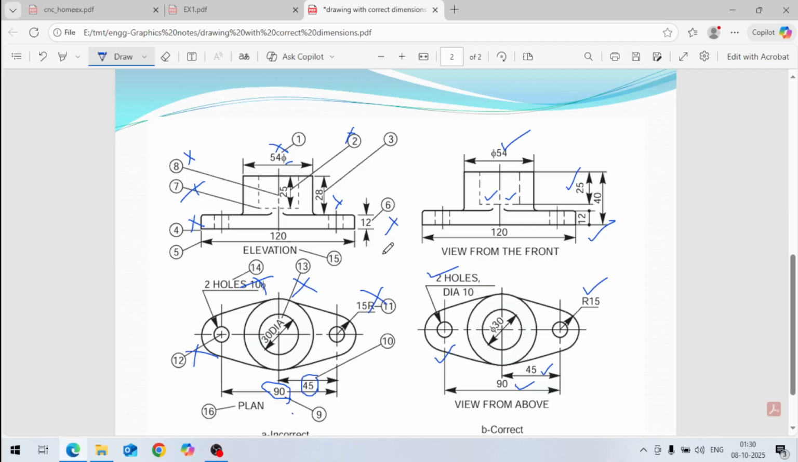Okay. Then number 15 and 16. Number 15 is this elevation. We should not write elevation. We should write view from the front, or front view. And this is plan; not plan. We should write view from above, or top view. We can say top view. So this is the correct way of dimensioning. So we should not make such mistakes while dimensioning a component on a drawing. So we should take care of this.